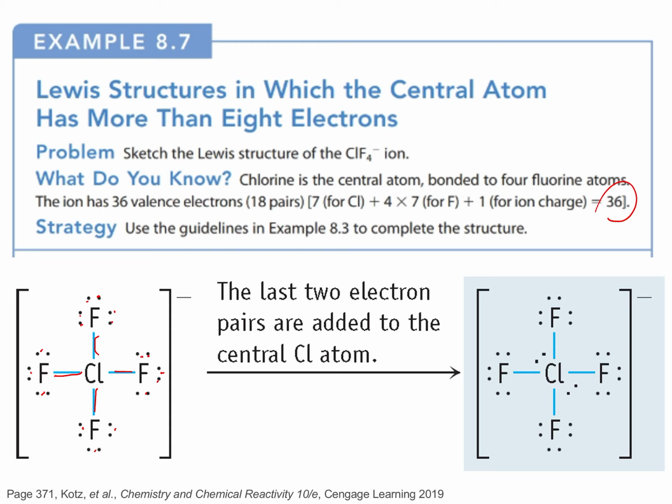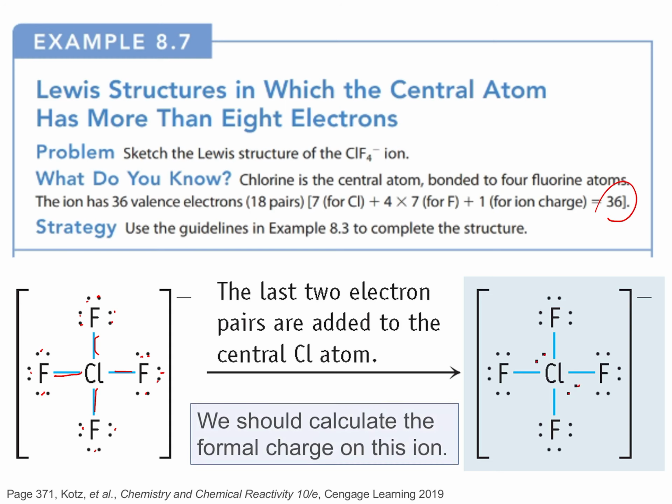So we have to add 2 electron pairs here, and that gives us the 36. We do that noting that chlorine is in the third period, so it is able to expand its octet and have 2, 4, 6, 8, 10, 12 electrons around it rather than just 8.